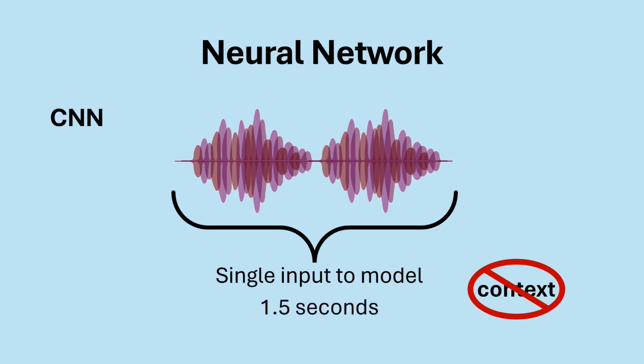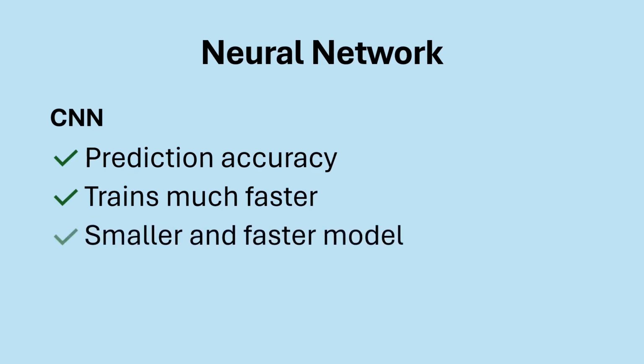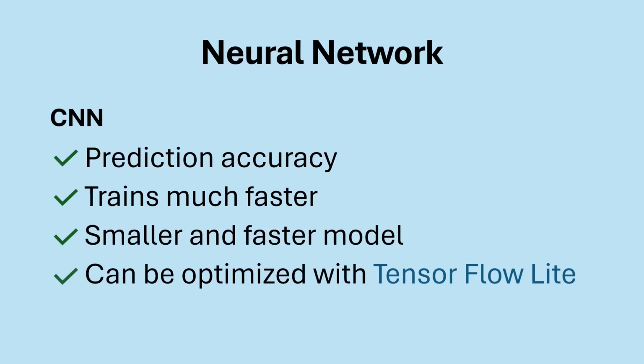In the system I built, we end up putting 1.5 seconds of audio into the model for each prediction, which should be plenty of time for a wake word. In practice, this has just as good, if not better, prediction accuracy, trains much faster because there's no context, so more calculations can be done in parallel, and the model ends up being much smaller and faster, especially after we optimize it with TensorFlow Lite.